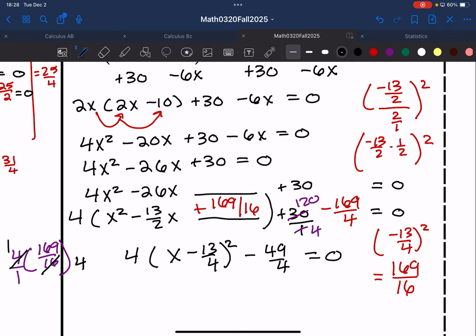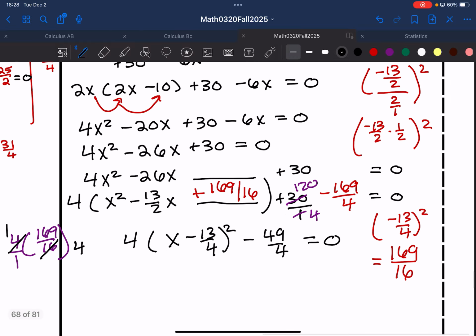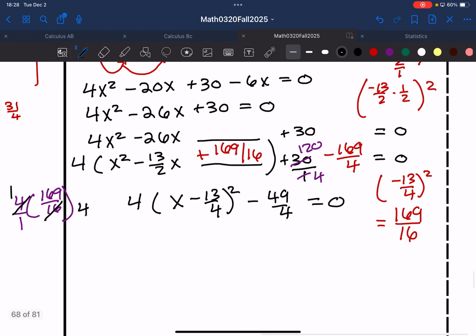That is my completing the square. But the problem wants us to solve for x. So from here we get x by itself by doing what first?